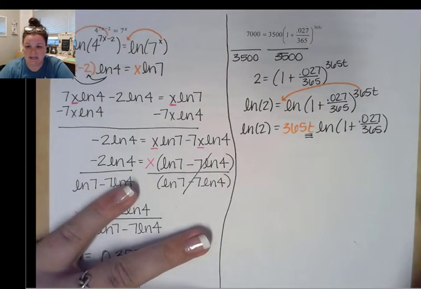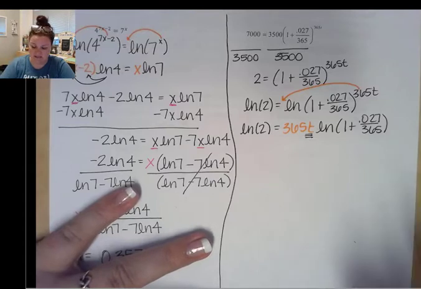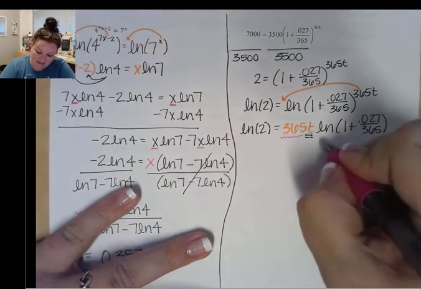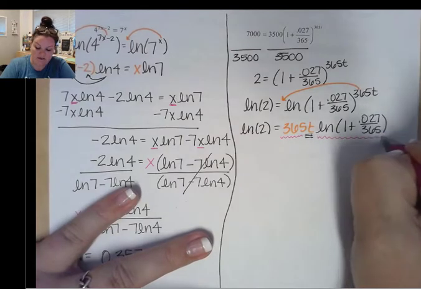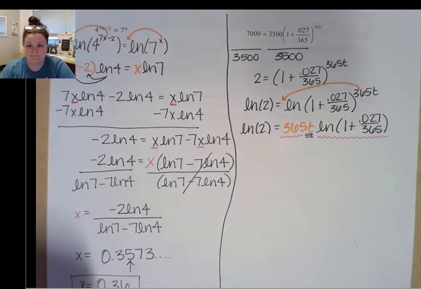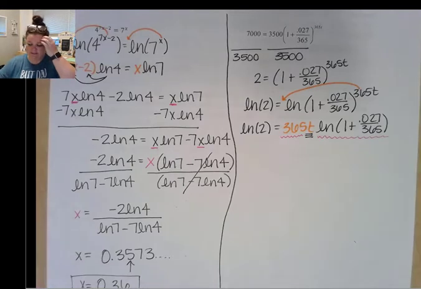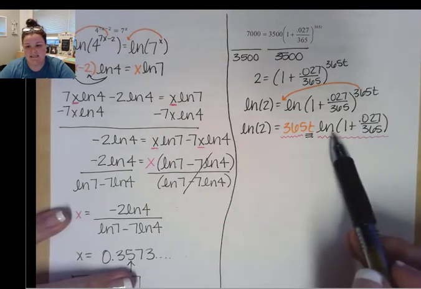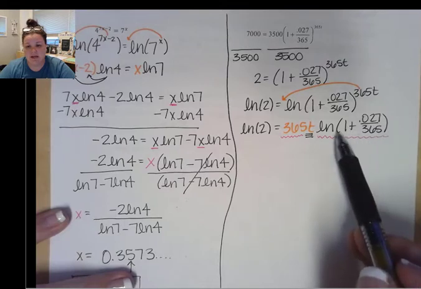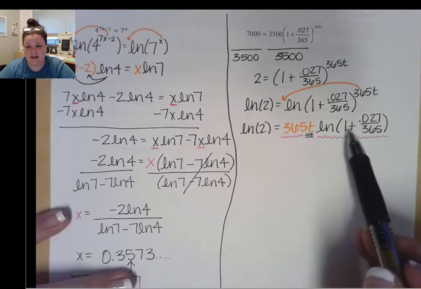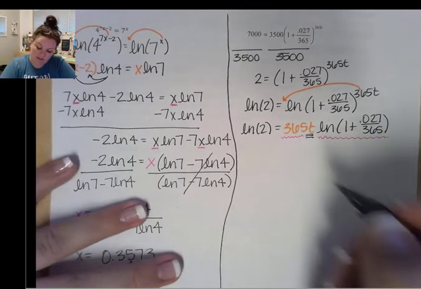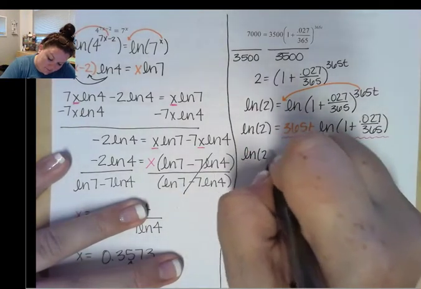So what I need to get rid of, basically, is this 365 and this ln of big, ugly mess, right? So what I'm going to do is figure out what this equals as a decimal, and then I can get rid of that number and this number by just dividing it off, right? Because really I could rewrite this to look like this.